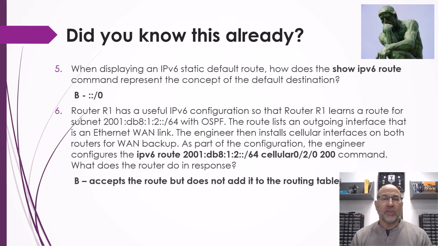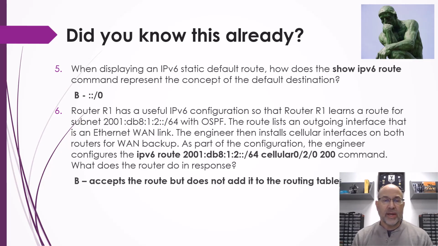Question number 5: when displaying an IPv6 static default route, how does the show IPv6 route command represent the concept of a default destination? Well, we just saw this both on the slide and in the demo: ::/0.